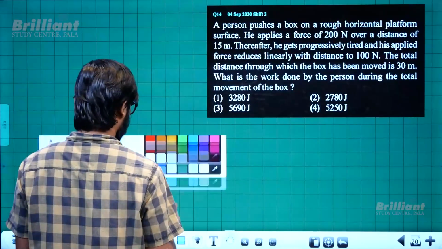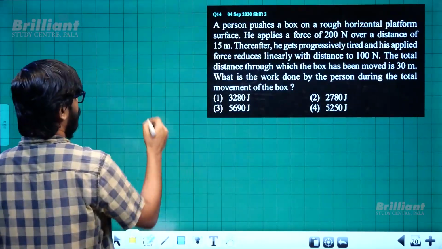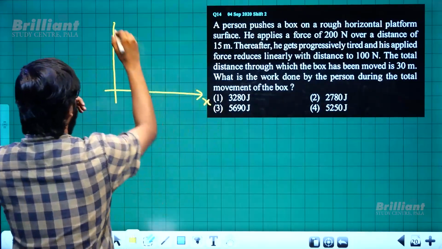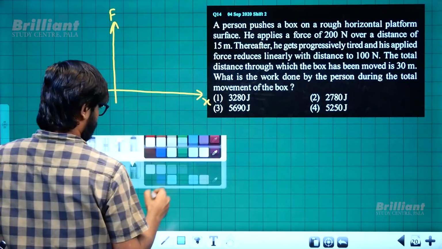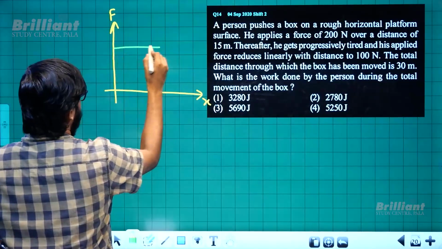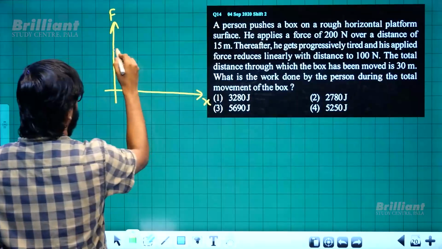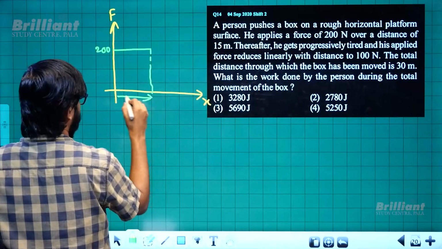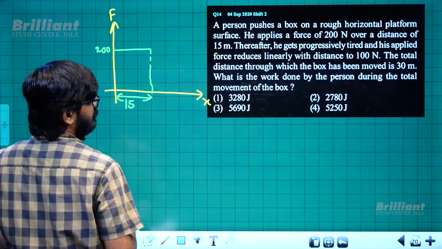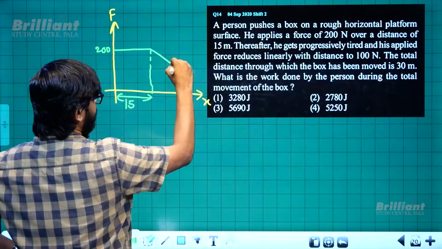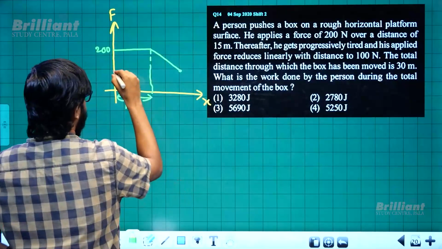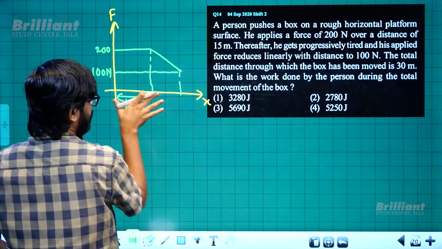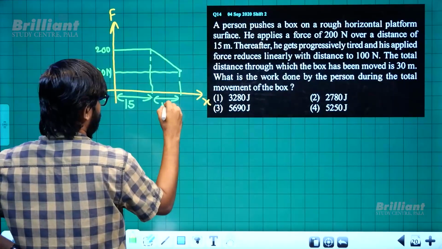Now the better option is to plot a force versus displacement graph. When you plot the force versus displacement graph, they said force is constant, which is 200 Newton for some time, till the displacement is 15 meter. After that he got tired and his force will be linearly reducing, and it will become 100 Newton. But what is the total displacement? Total displacement is 30, so this displacement is going to be 15.